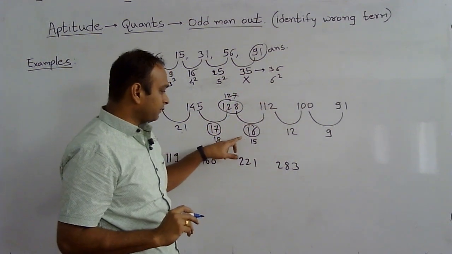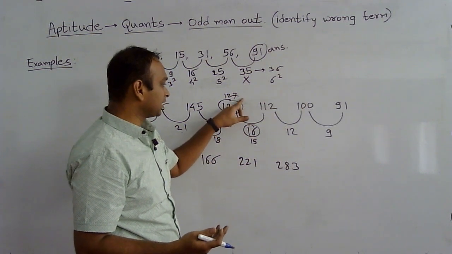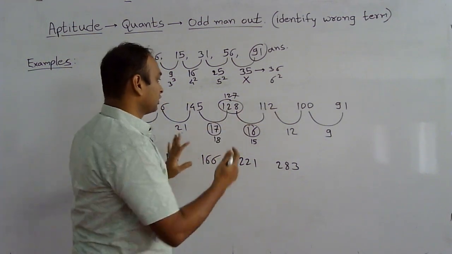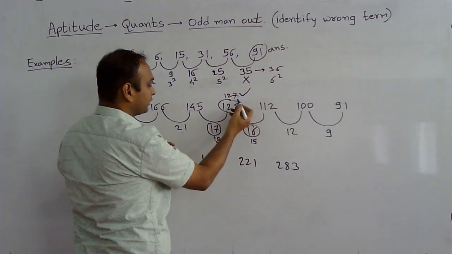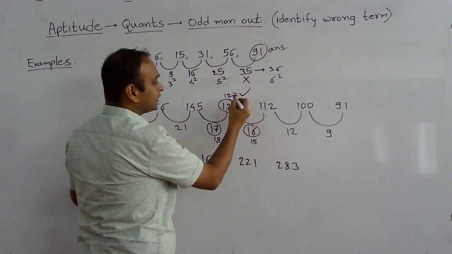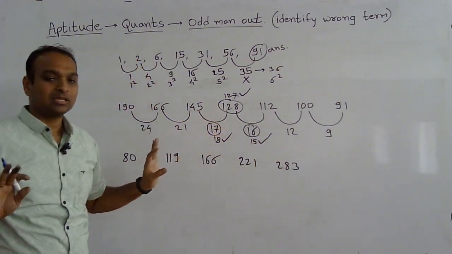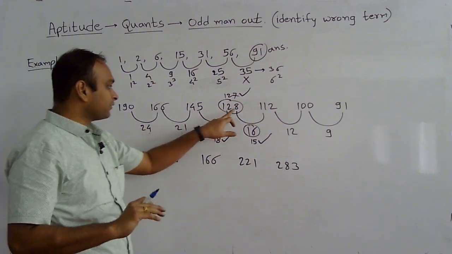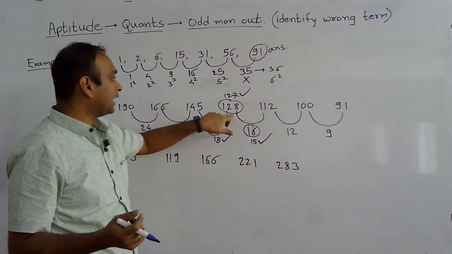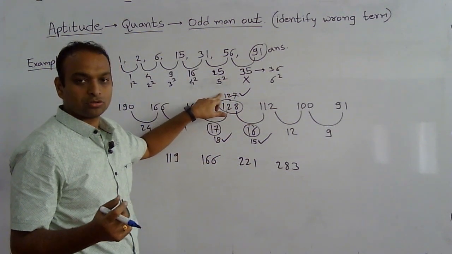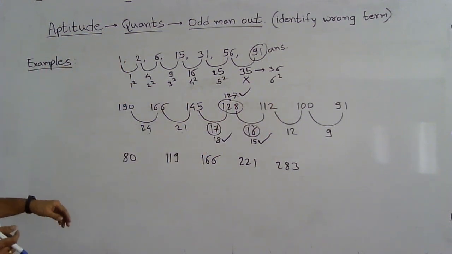And here the difference is 16, that should have been 15. So in that case also we need to decrease this or increase this, right? So if 127 is taken, then let's check out the difference. 145 and 127, the difference is 18. 127 and 112, the difference is 15, and the logic is perfect. Okay, so that way 128 is the answer, the wrong number, the odd man out, and instead of 128, 127 should be there to make the series perfect. Okay, let's go for the next example.